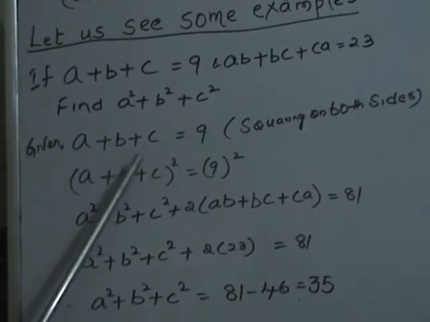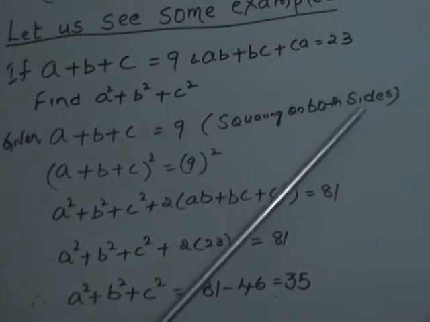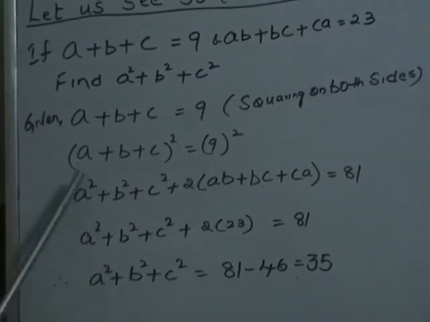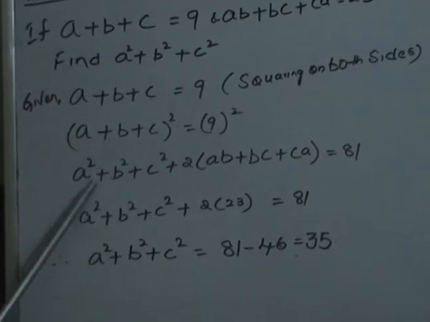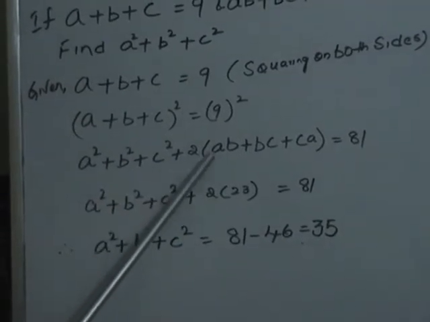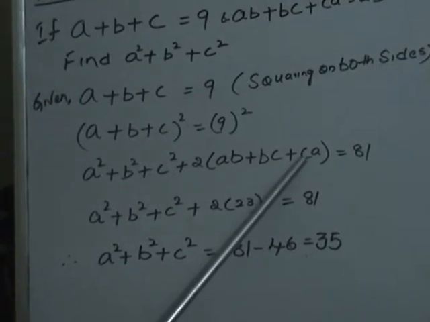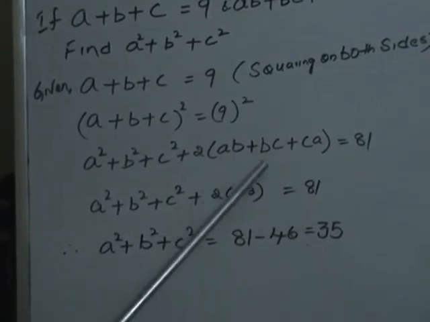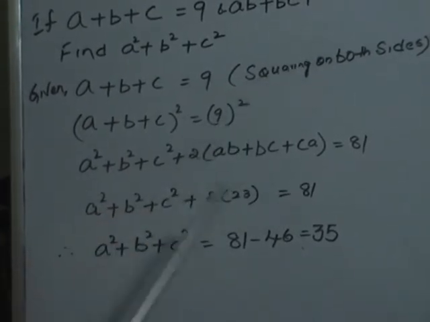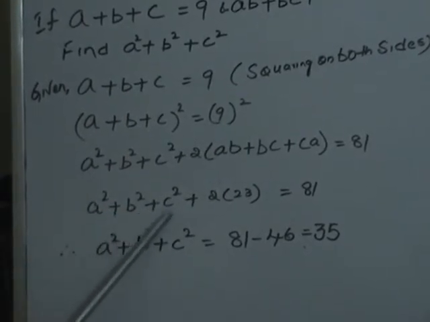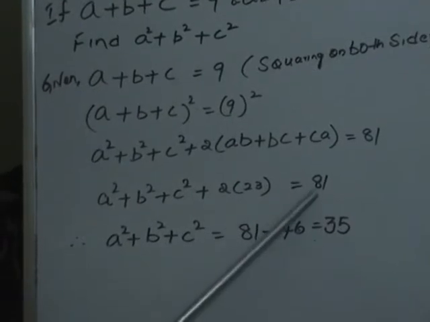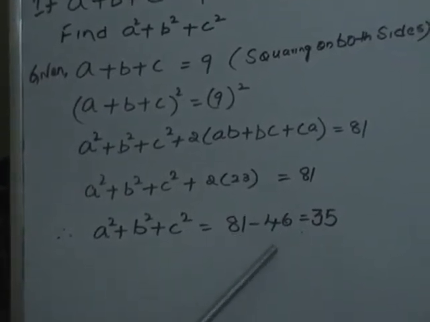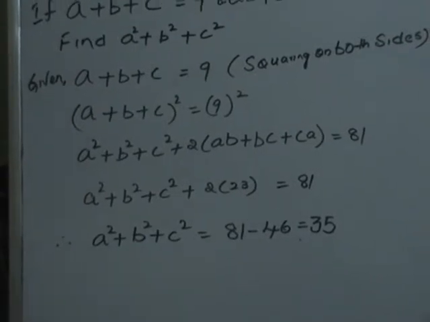Given a + b + c is equal to 9, squaring on both sides, (a + b + c) whole square is 9 square, which is 81, and the expansion of (a + b + c) whole square is a square + b square + c square + 2(ab + bc + ca). Substituting the value of ab + bc + ca, which is 23, you get a square + b square + c square equal to 81 minus 2 into 23. Therefore, a square + b square + c square is equal to 81 minus 46, which is 35.